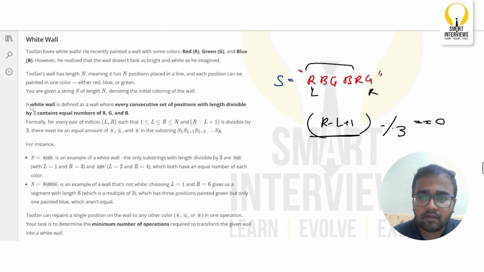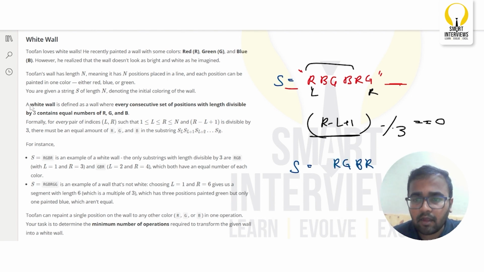Since it is a substring, the remaining part can have anything. This substring is considered a white wall. Now, for instance, let's take S is equal to R, G, B and R. This is the original string. It is an example of a white wall.